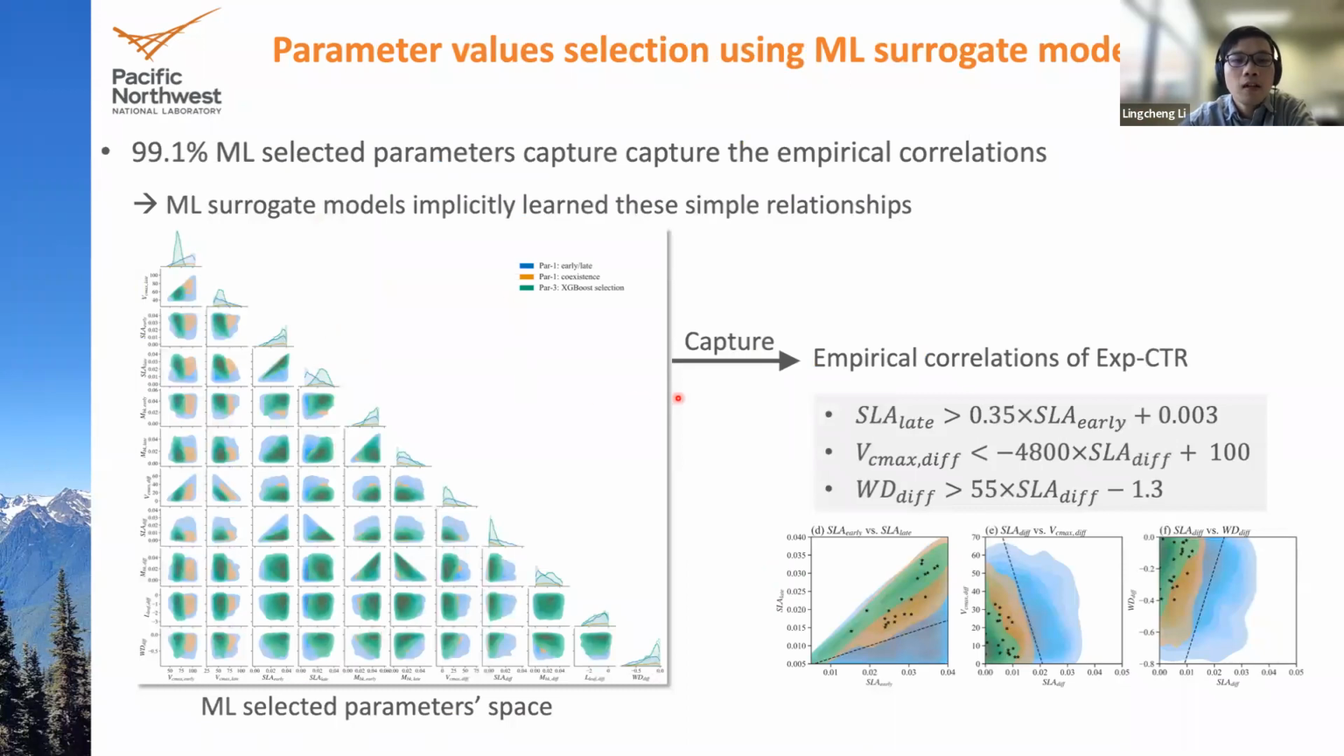So here is the selected parameter space. This is too many plots, but one point I want to mention is that, if you remember, I tried to build simple correlations based on the control experiments, but it was not good enough. Our machine learning selected parameters can capture these correlations. So at least the machine learning model learns the simple correlations from our visualization analysis.